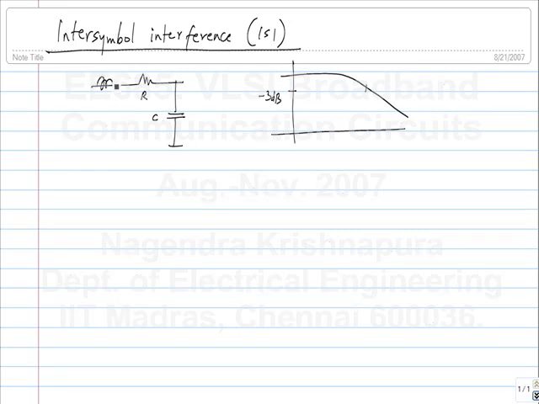If I had a series inductance, what do you expect will happen? I'll have a peak at 1 over root 2 pi LC. Will the bandwidth be smaller or larger than this? I mean, will it do something like this? Will it do something like this? Basically, is the response going to get more broadband or less broadband?